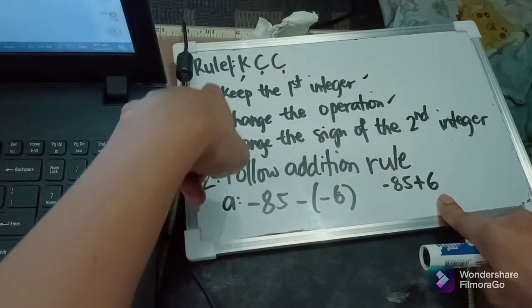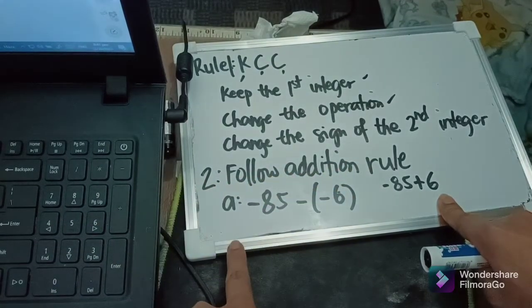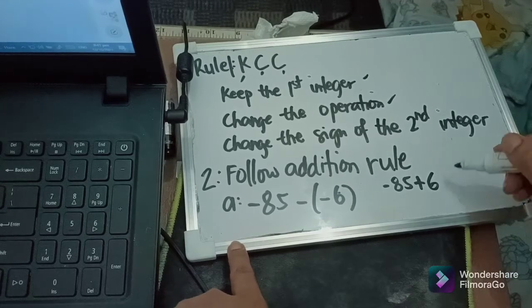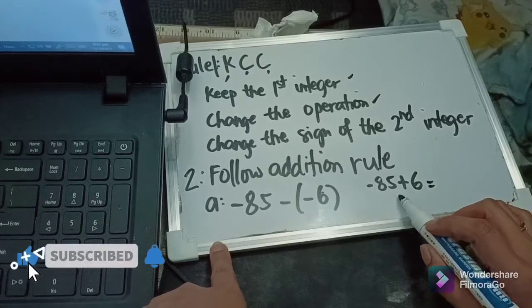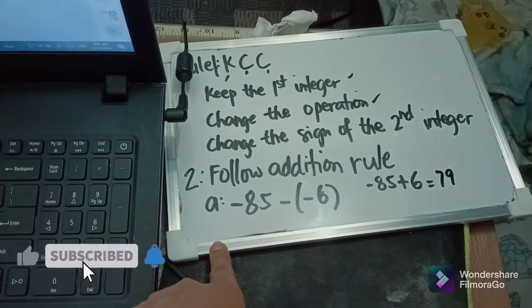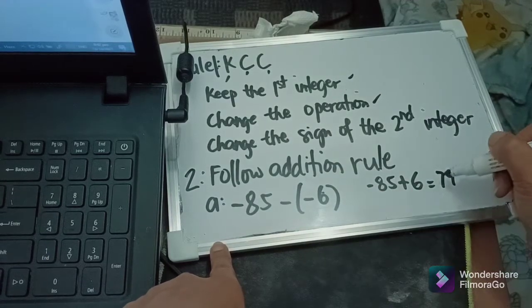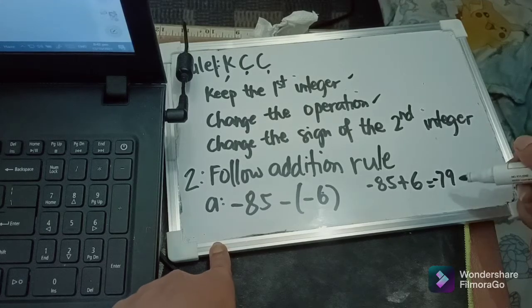And then, after ng KCC, follow addition rule. Anong gagawin natin kapag magkaiba yung sign? Minus and copy the sign of the bigger integer. So, 85 minus 6, that's gonna be 79. 85 is bigger, kaya we copy the sign. So, our answer is negative 79.